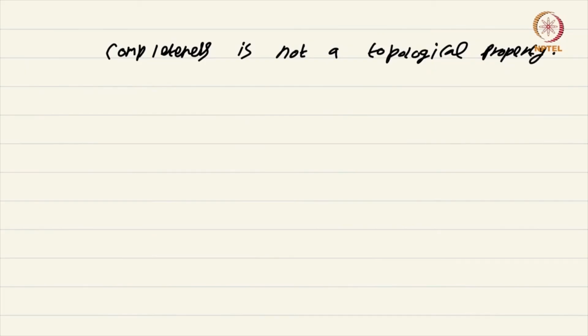So being bounded is not a topological property, right? What about completeness? It looks like completeness will also not be a topological property because the definition of completeness uses Cauchy sequences and all that, and not just open sets.